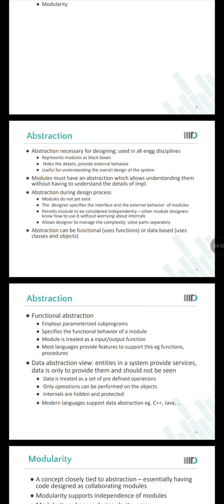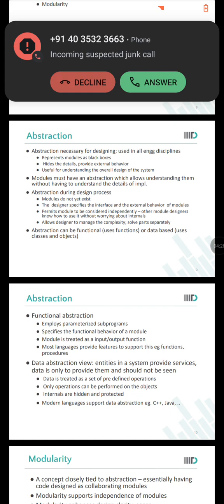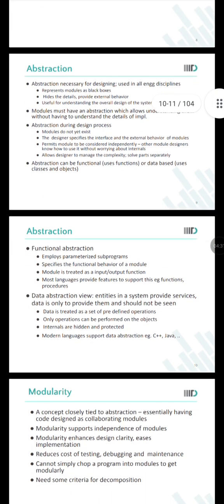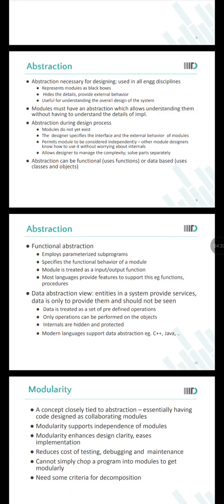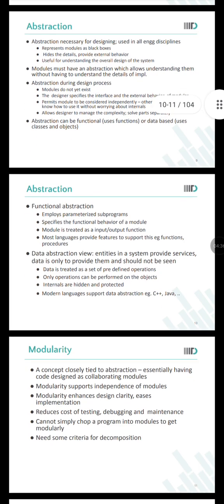So abstraction provides only the necessary details, and it is used in all engineering disciplines, as in the automobile design. We represent modules as black boxes, and we hide the details and provide only the external behavior. The external behavior is pressing the accelerator and the car moves, pressing the brake and the car stops. What happens behind the external behavior is hidden. Abstraction can be functional, using functions, or data abstraction, using classes and objects.